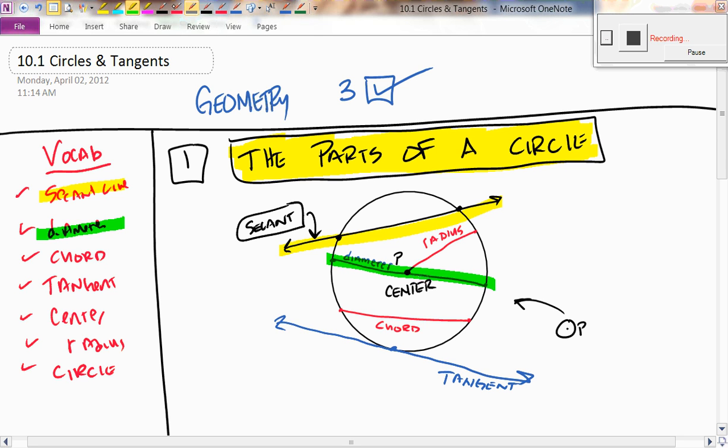How would you describe a chord? Goes from one side to the other without touching the middle. That's absolutely perfect. Nice job. How would you describe a tangent line? Only touches the outside of the circle one time. Nice job. That's our tangent line.